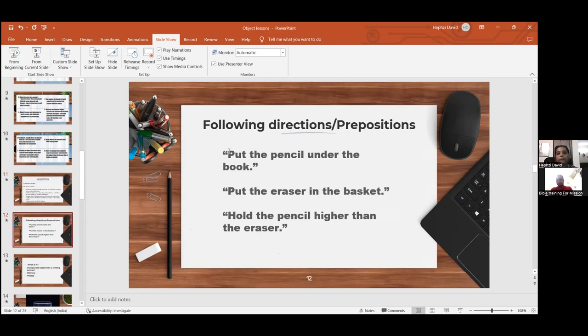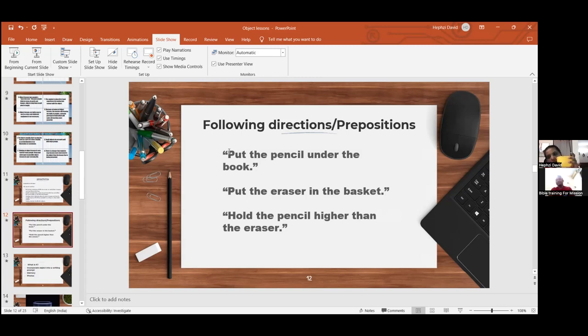Now, how will I teach them prepositions? That's very easy. Now, I'll give them a bowl and then say, where is the pen? The pen is inside the box, in the cup.